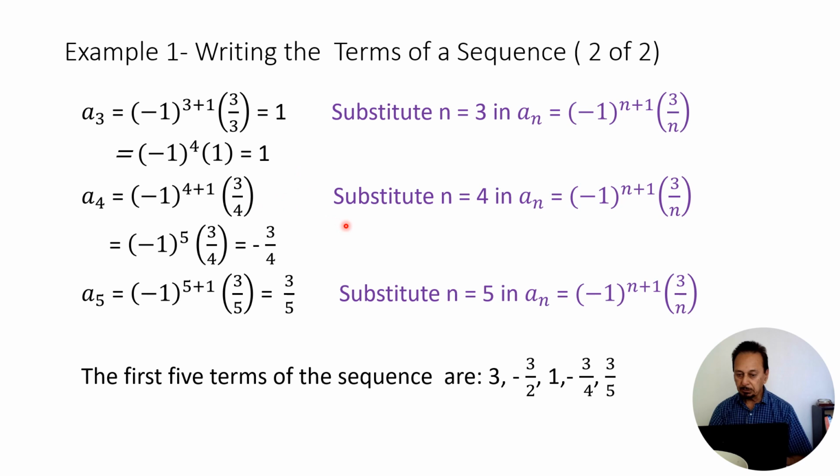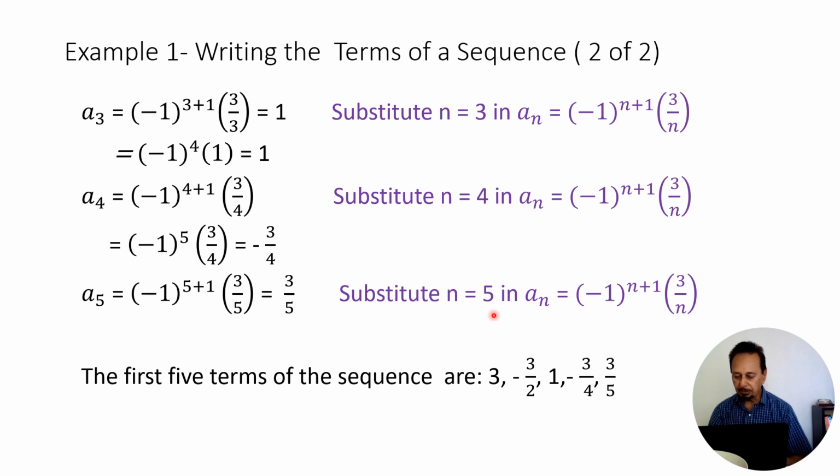To find the fourth term, we substitute n equals 4 in the nth term formula. So this becomes a sub 4 equals negative 1 to the 4 plus 1, 3 over 4. Now 4 plus 1 is 5, so negative 1 to the fifth power is negative 1. So negative 1 times 3/4 is negative 3/4. So the fourth term is negative 3/4.